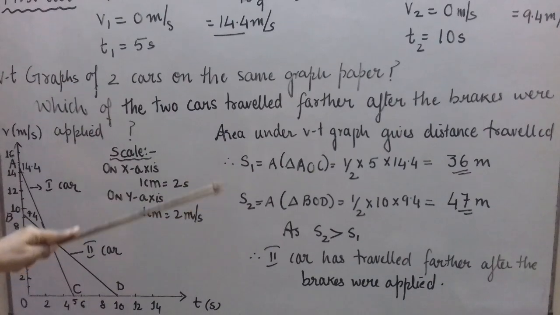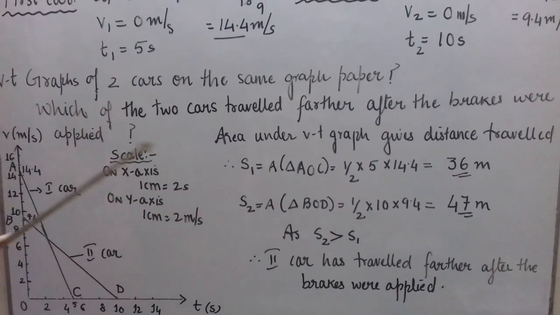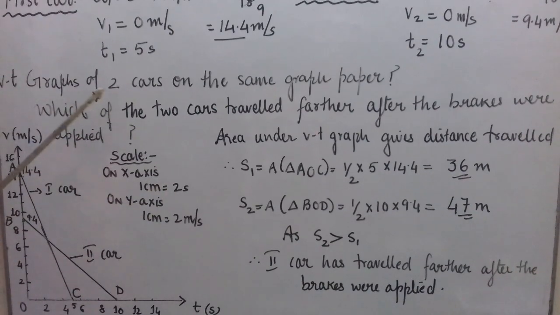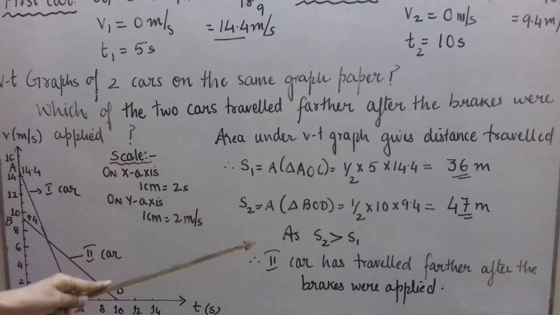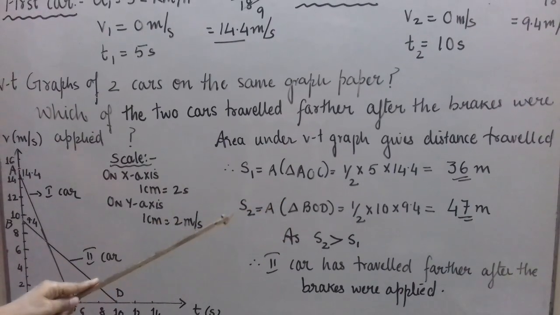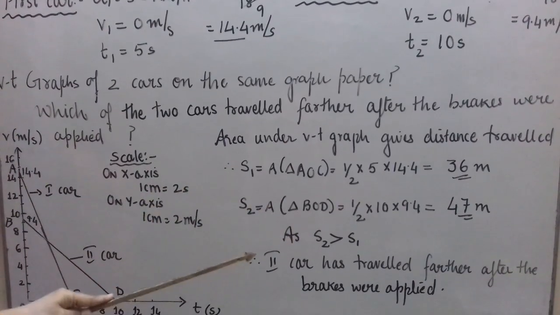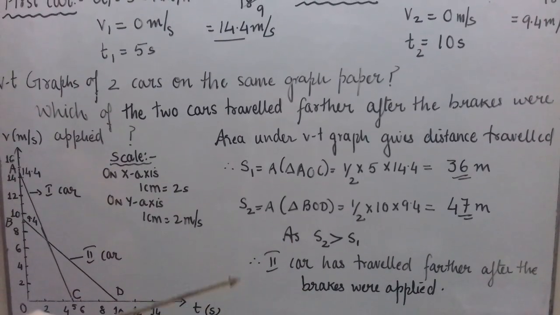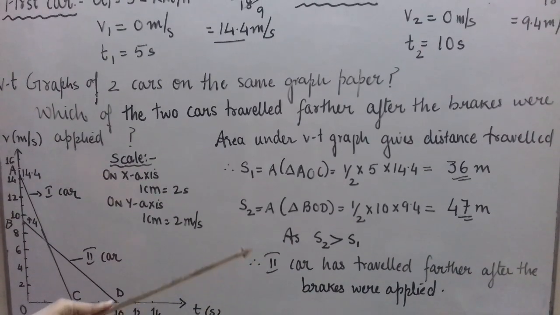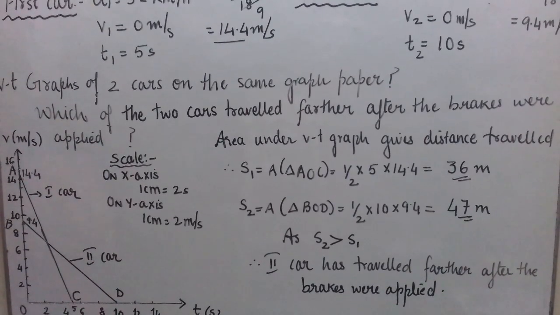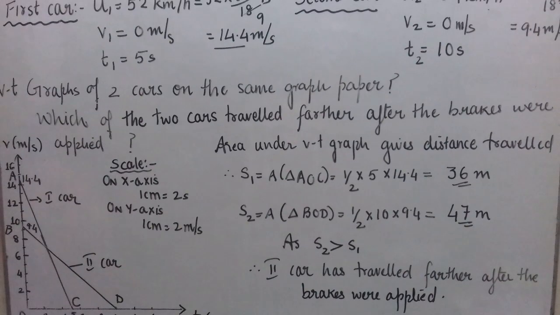These answers are the same as what we got before, but the required method here is by using graphs. So we can see S2 is 47, S1 is 36, and S2 is greater than S1. So the second car has traveled farther after the brakes were applied. Hope you have understood these 3 numericals.